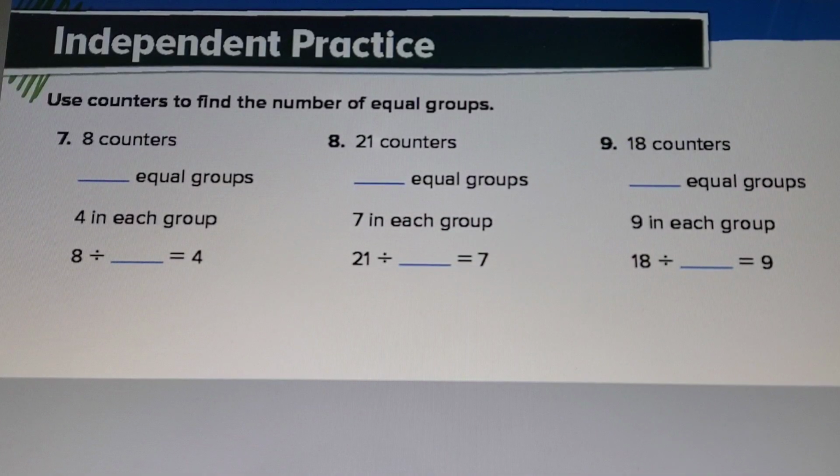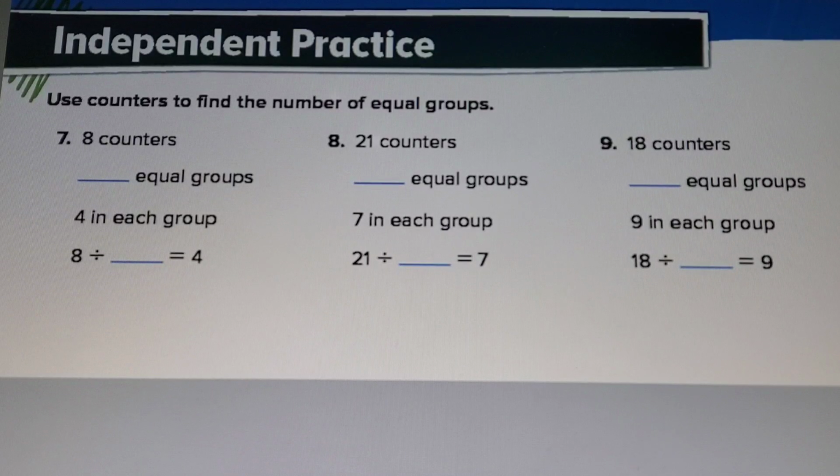Here we have numbers 7, 8, and 9. And now you're going to find the number of equal groups. So for number 7, you'll need 8 counters. You're going to put 4 counters in each group. So 8 divided by the number of groups equals 4.